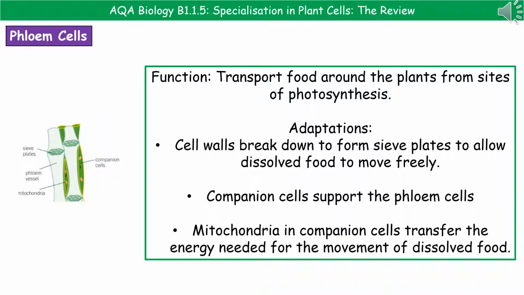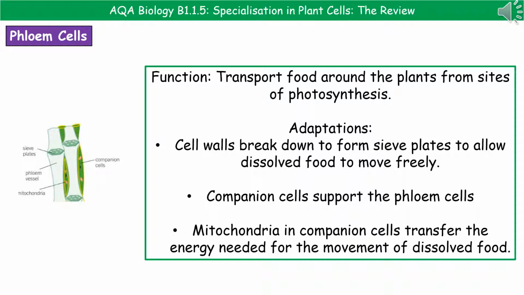The third type of cell then are the phloem cells. The whole purpose of our phloem cells is to transport the food that's been made in photosynthesis from the cells that have carried out that process to all the other parts of the plant that then require it. We've got three key adaptations that allow them to do this. The first one is that the cell walls between each individual cell have actually been broken down to form this thing called a sieve plate. So you can see them in the diagram on the left there.